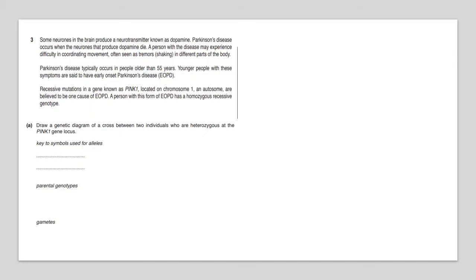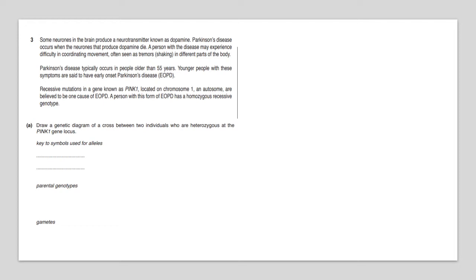Okay, this one looks a little bit small, but I hope that we can see it. But I'm just going to read it out anyway. So it says here, some neurons in the brain produce a neurotransmitter known as dopamine. I'm sure you've heard of dopamine before. And it says Parkinson's disease occurs when the neurons that produce dopamine die. A person with the disease may experience difficulty in coordinating movement, often seen as tremors in different parts of the body. Parkinson's disease typically occurs in people older than 55 years. Younger people with these symptoms are said to have early onset Parkinson's disease.